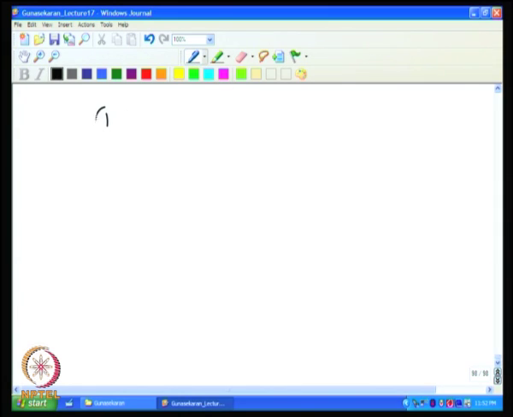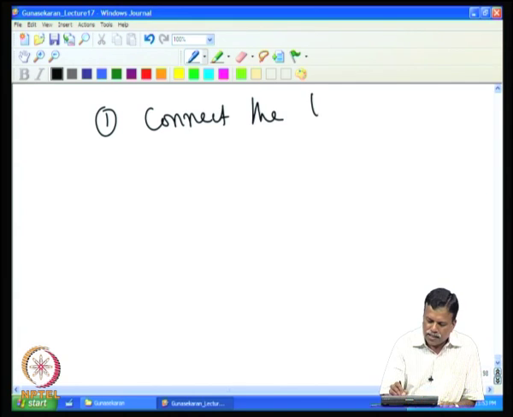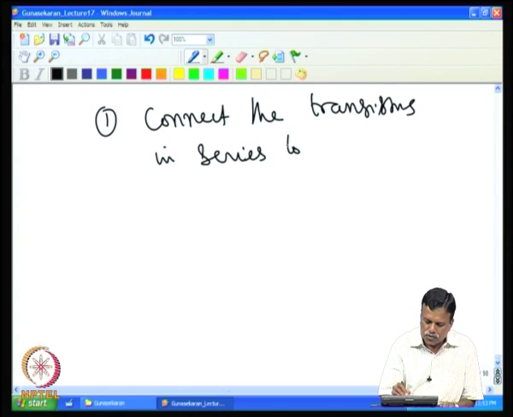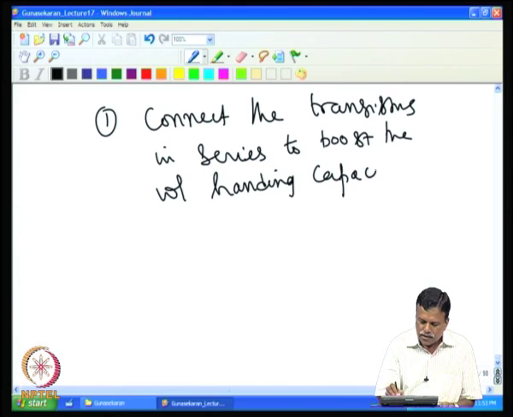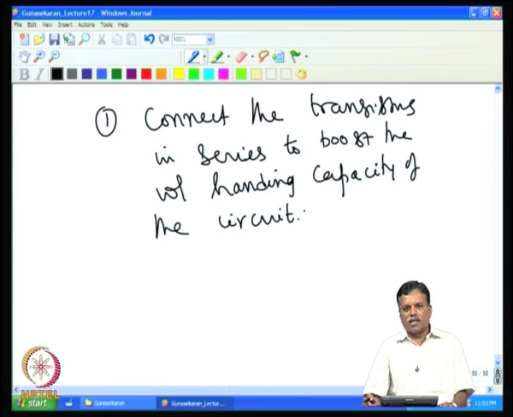So, connect the transistors in series to boost the voltage handling capacity of the circuit. Individual transistors are still handling only low voltage, but now we can construct a circuit which can handle much higher voltage.